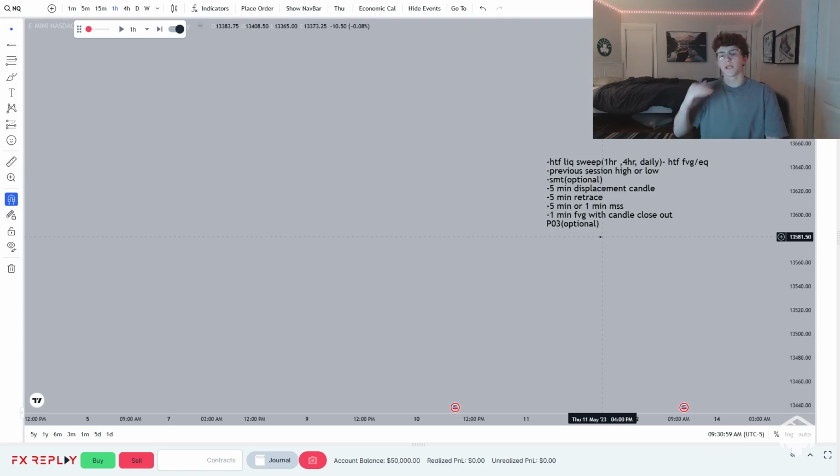So you need that 5-minute displacement, and then you need that 5-minute retracement. The 5-minute retrace is literally just a 5-minute candle closing back bullish.